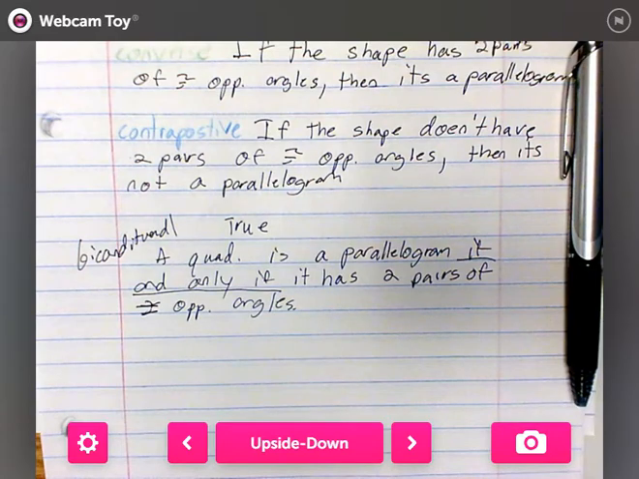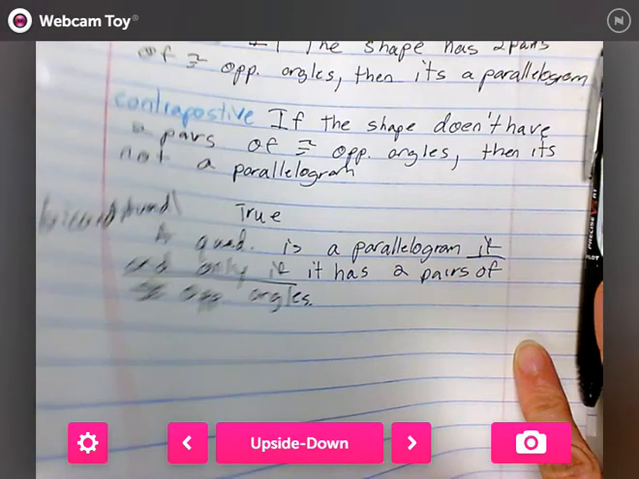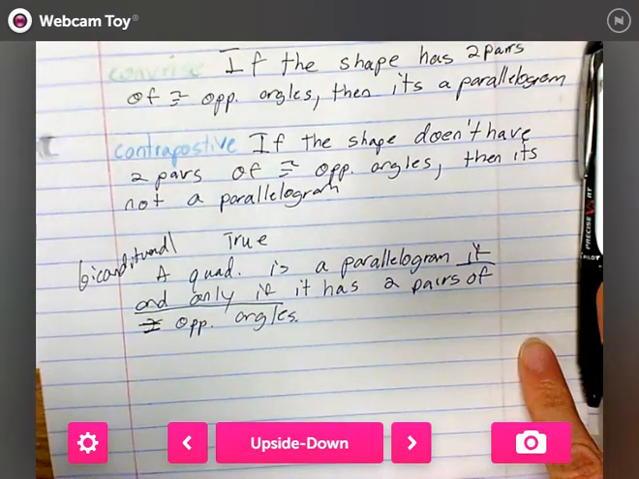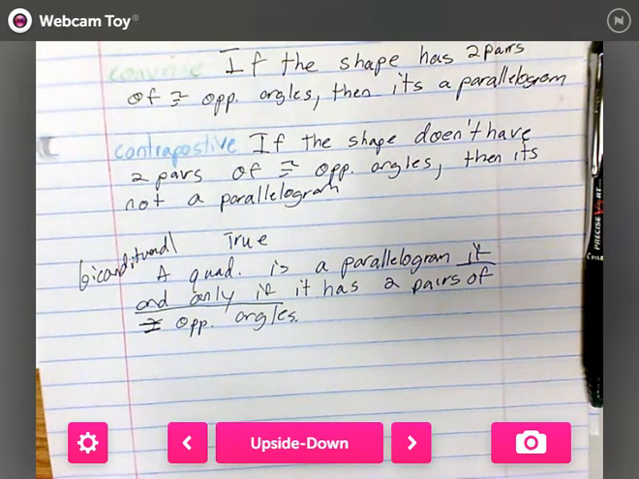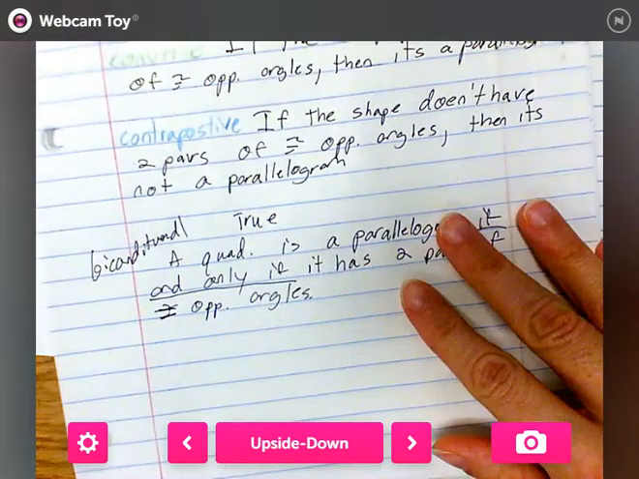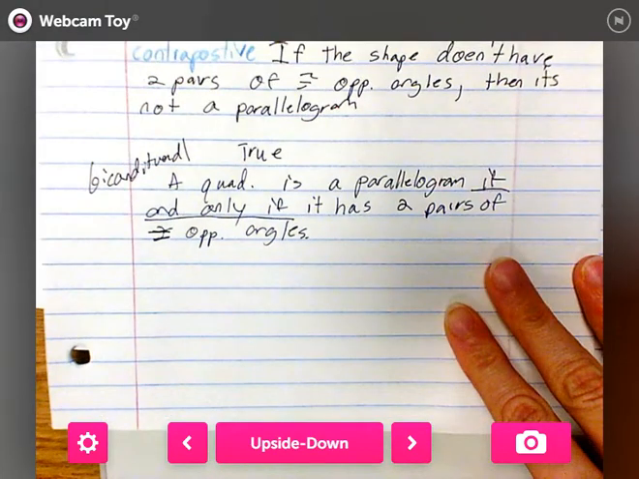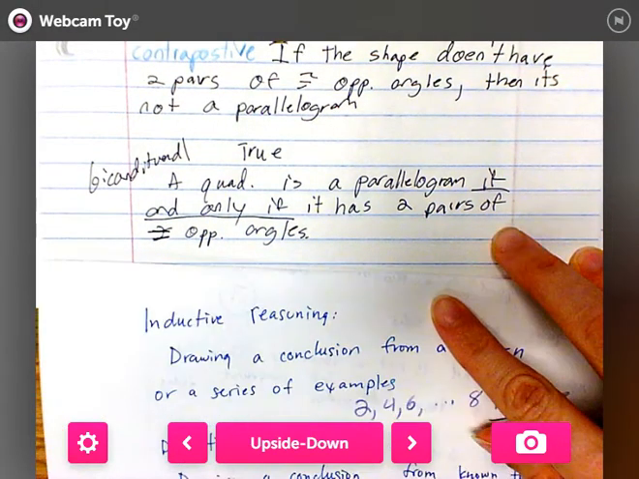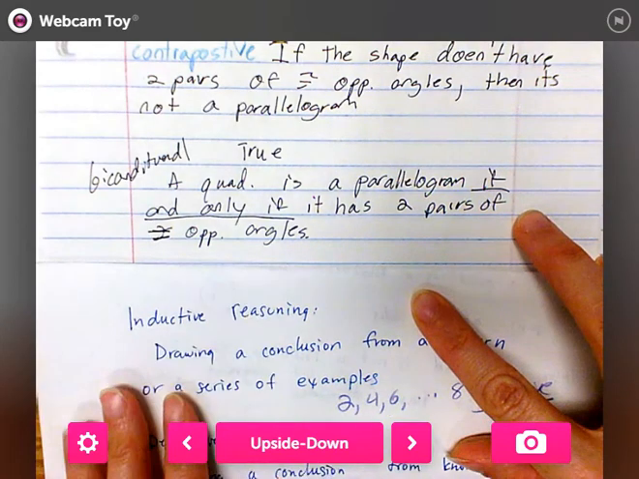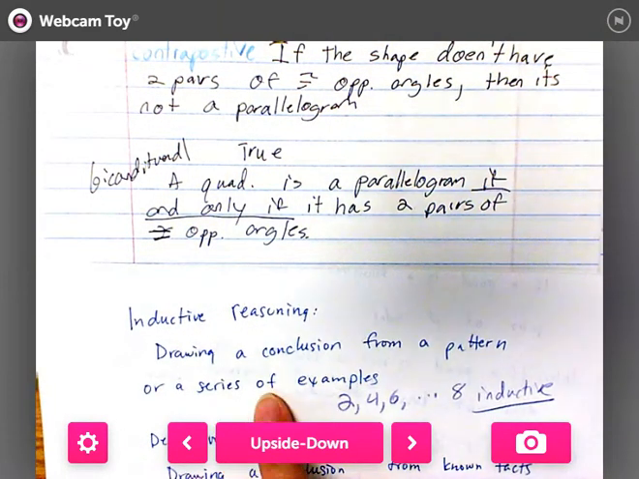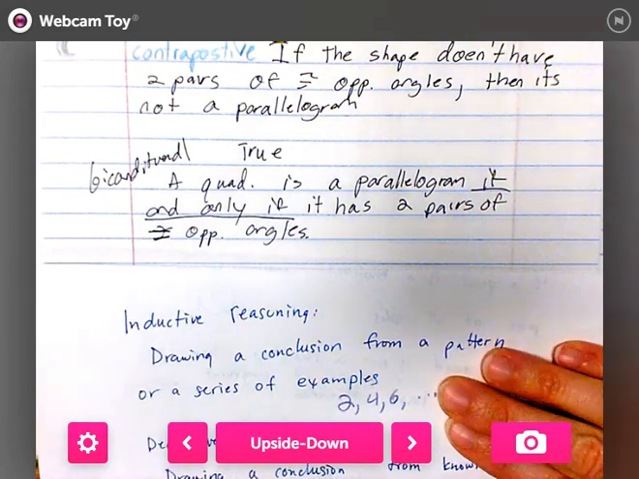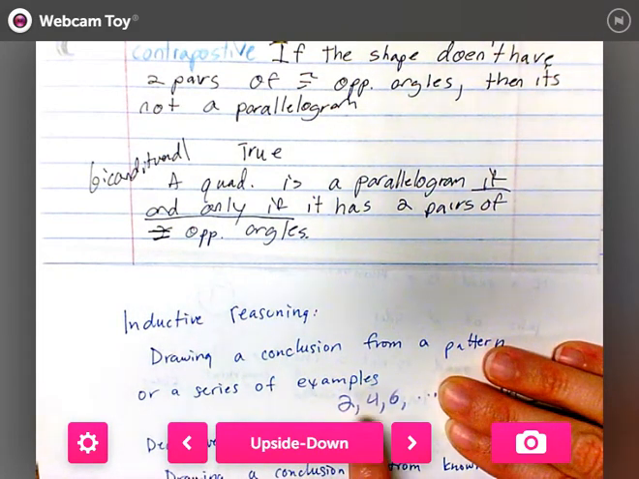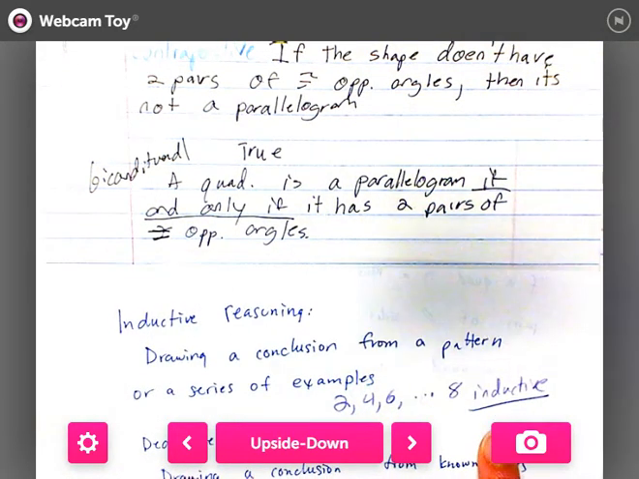All right, I'm going to try to sneak inductive into here. I'm going to move it up a little bit more. Okay. Inductive reasoning is drawing a conclusion from a pattern or series of examples. So for example, it'll look like this on your review or on your quiz tomorrow. It'll say 2, 4, 6, and I'll say, what comes next? 8. And you'll have to write down that that's inductive reasoning because it's based on a pattern. Okay?